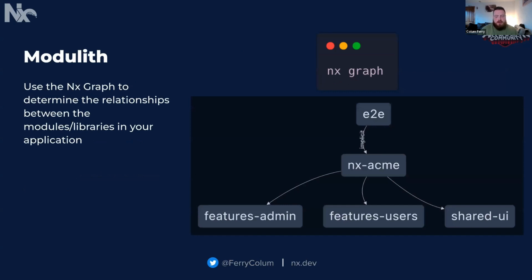Now another thing that NX offers is the NX graph. This graph gives you an overview of your workspace, all the projects in your workspace, and how they depend on each other, how they're linked. We can see that we have our end-to-end application, and the application itself, NX Acme. We've got our three features, our three libraries: features admin, features user, shared UI, and each of those are depended on by the application. But you can see that there's no edge between any of the three sibling nodes, those children nodes. They're not connected to each other in any way.